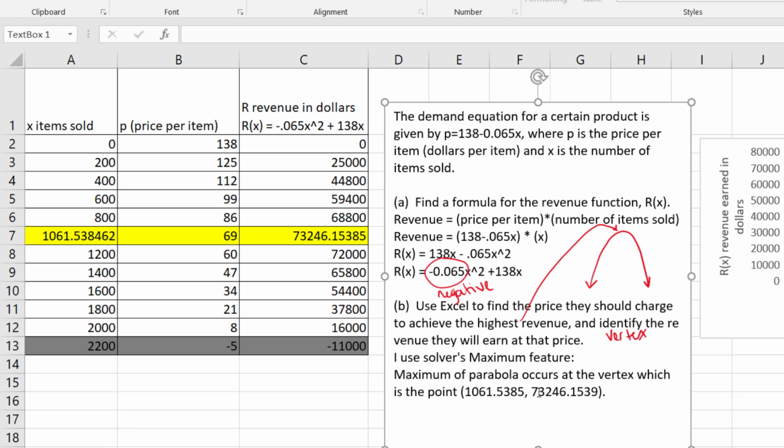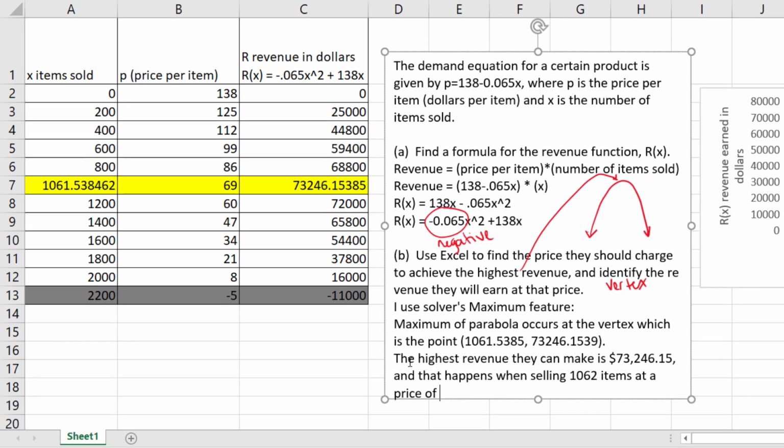The highest revenue they can make is $73,246.15, and that happens when selling 1,062 items at a price of $69 per item. Notice I got that $69 per item from column B, which is giving us the price per item.